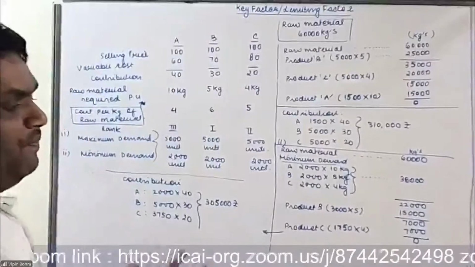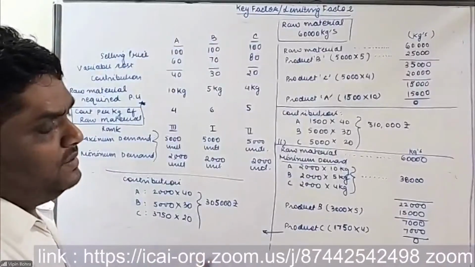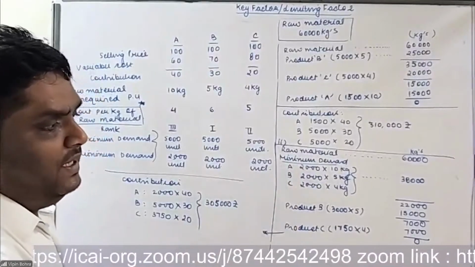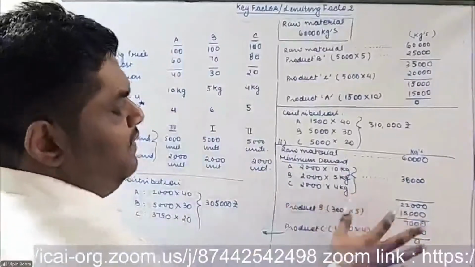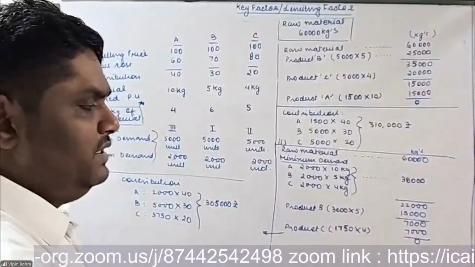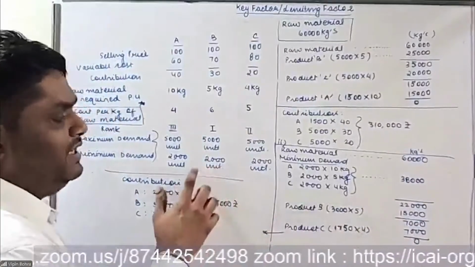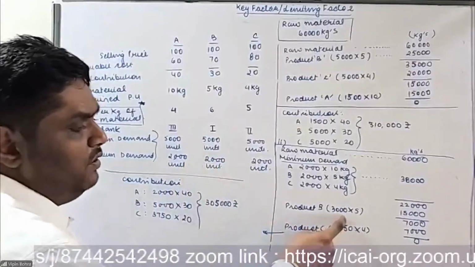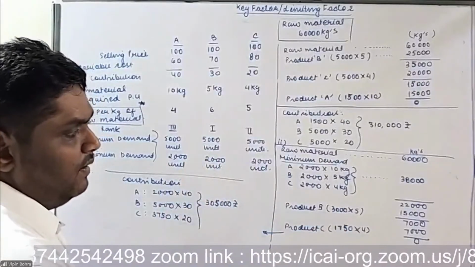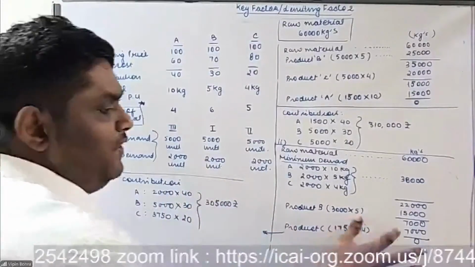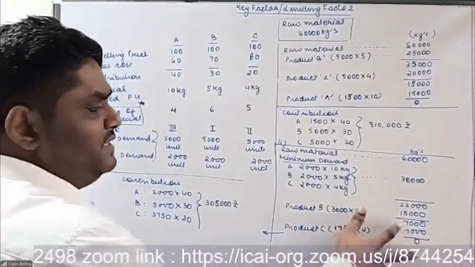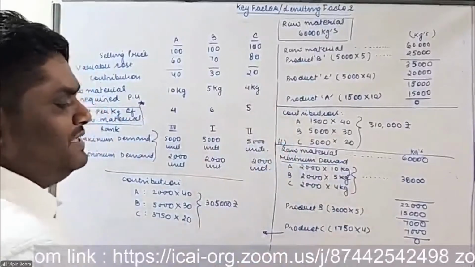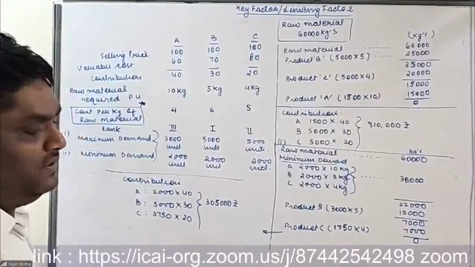See, Sushil, when talking about the minimum demand, we have fulfilled the minimum demand of 2000 for products A, B, and C. So after fulfilling the minimum demand, we are left with 22,000 kgs. So the point is, we will first manufacture product B, that is full 3000 units. Thereafter, we are left with 7000 kgs. Of these 7000 kgs, every unit of product C requires 4 kgs. So a total of 1750 units can only be manufactured.